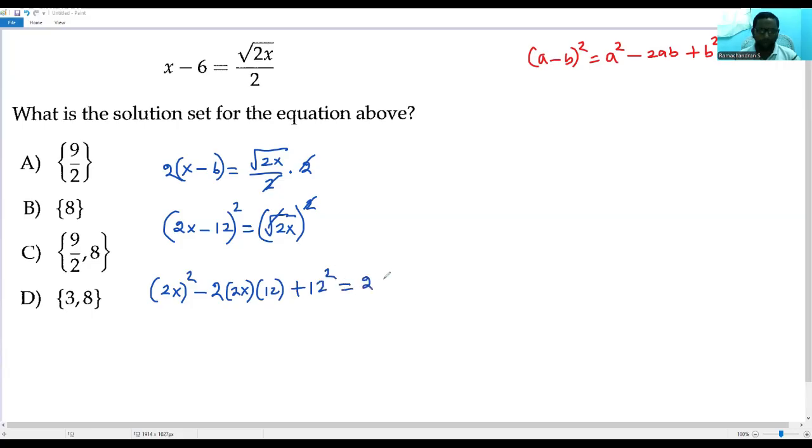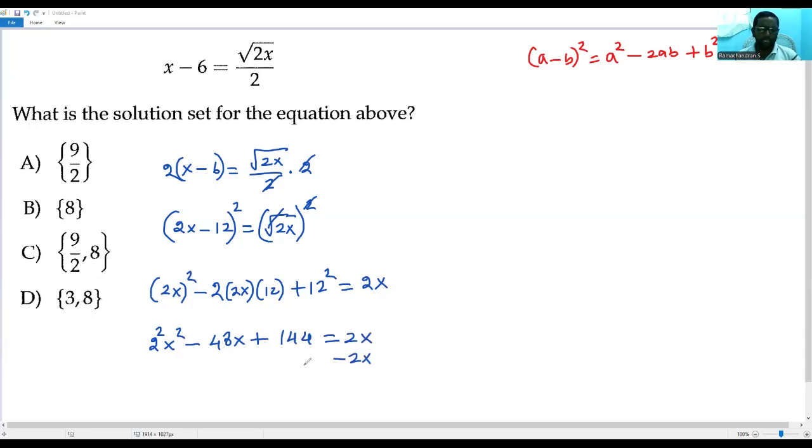On the right side we have 2x. Here 2 and x are multiplied and we have the exponent common. Whenever two terms are multiplied and there is a common exponent, the exponent can be taken separately for each term and multiply the results. Then we get 2² times x². Negative 2 times 2x is 4x. 4x times 12 is 48x. And the value of 12 squared is 144, equals 2x.